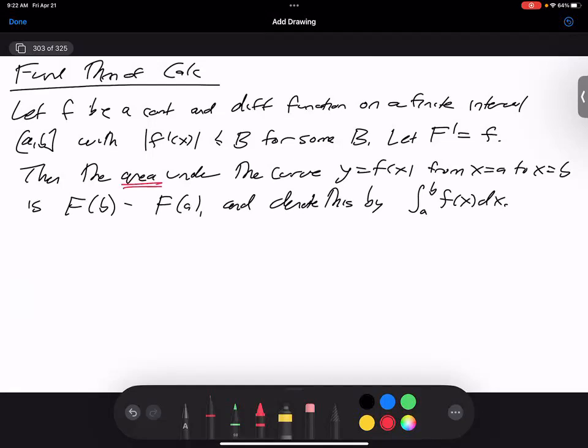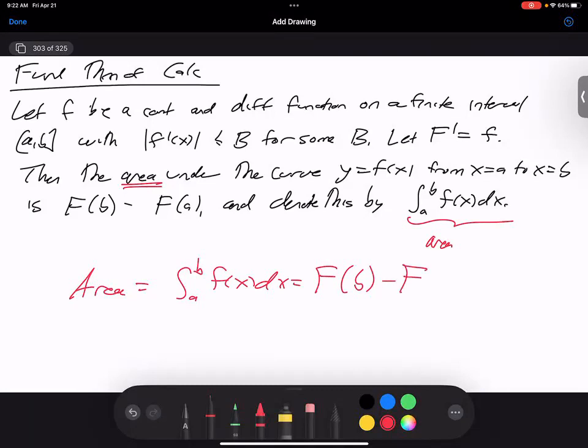So if you really want to upset me, drop the word area. If you just say the integral from a to b of f(x) dx equals F(b) minus F(a), that has no content. That's just a definition. The content is that this represents area. So what we're really saying is the area, the integral from a to b of f(x) dx, is F(b) minus F(a). And if you don't say area, you're wrong.